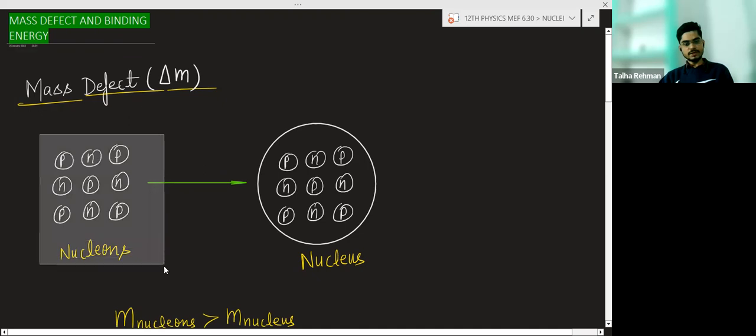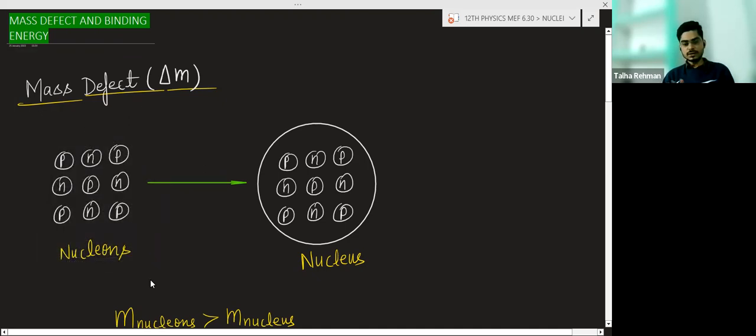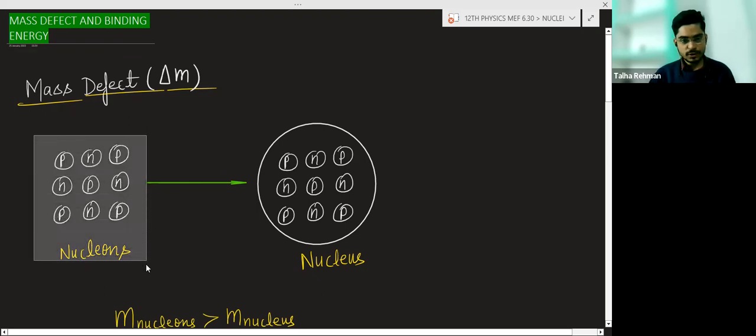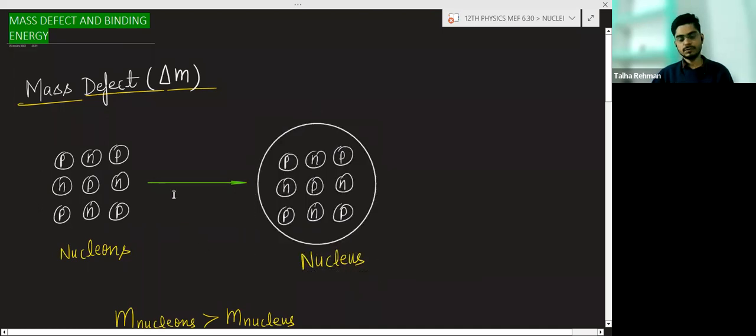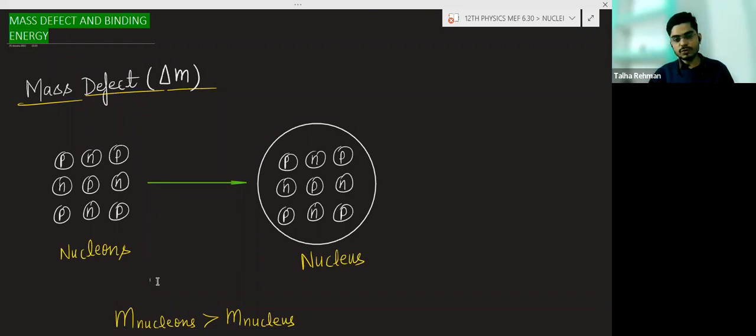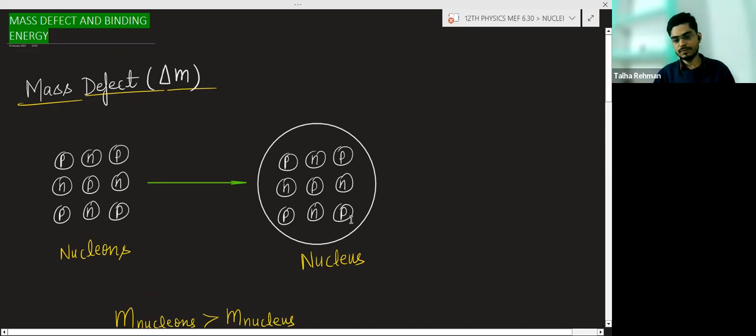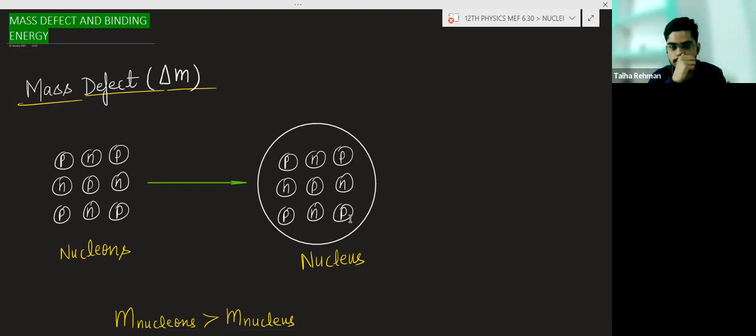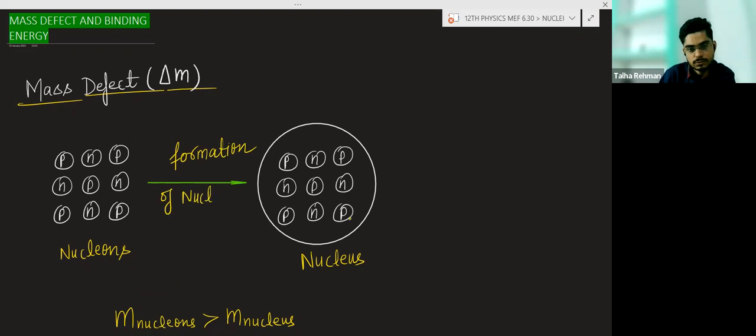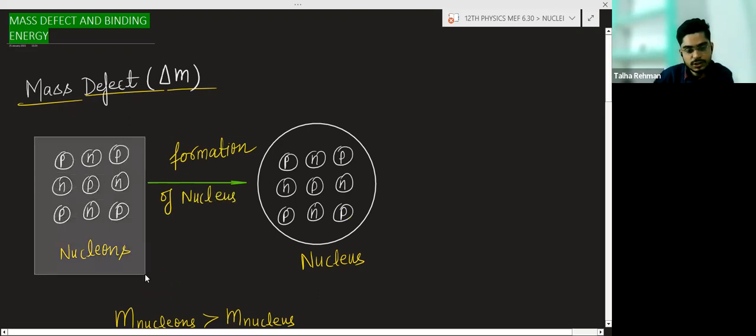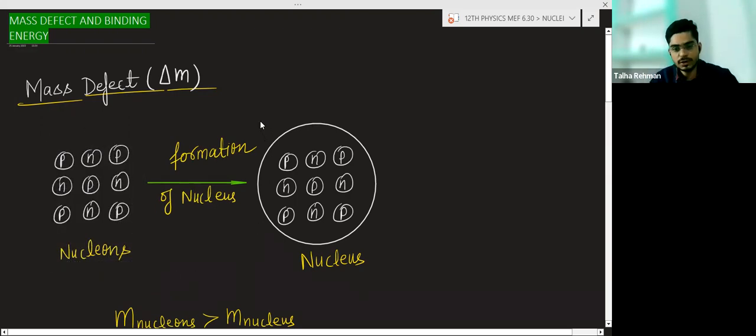Suppose these are the nucleons, and this nucleus is made up of these nucleons. By the combination of these nucleons, the nucleus will finally form. So this is the formation of nucleus. Due to the combination of these nucleons, the nucleus is formed.